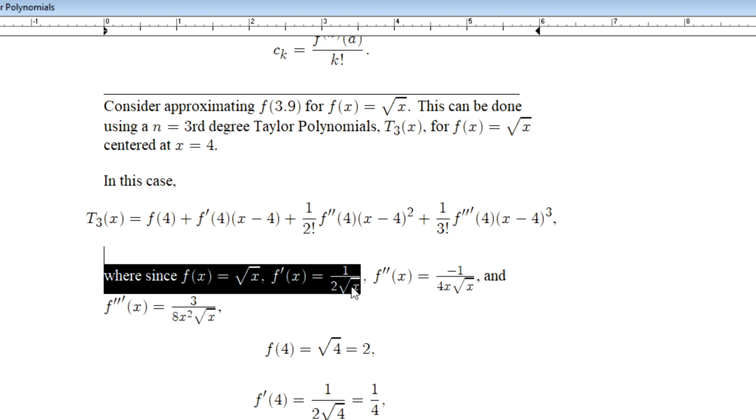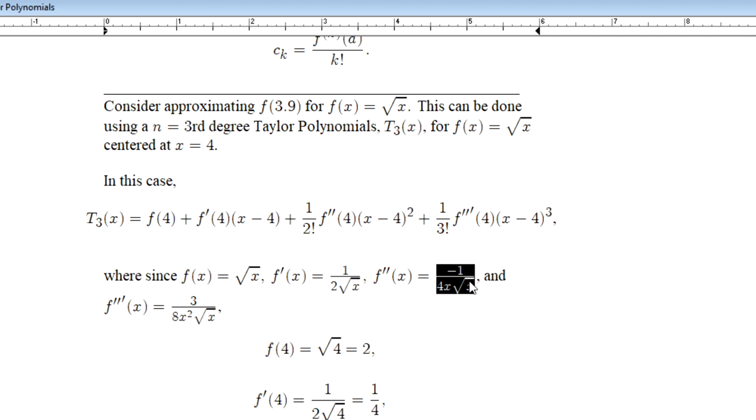would be raised to the negative 1/2 power, f's second derivative would be negative 1 over 4 times x to the 3/2 power, where x to the 3/2 power is x times the square root of x, and f's triple derivative would be given by 3 over 8 times an x to the 5/2 power, where when simplified becomes x squared square root of x.